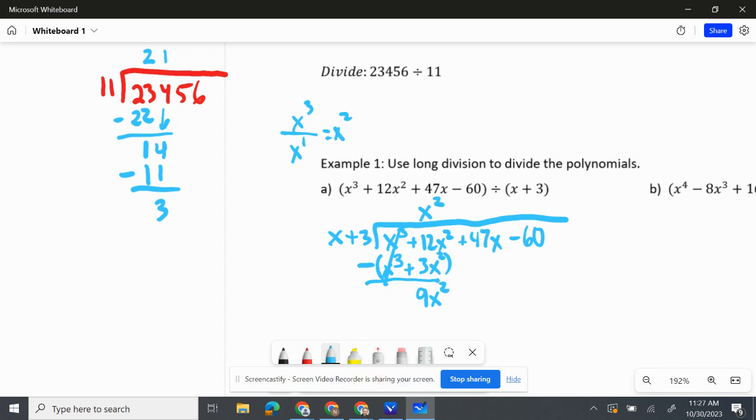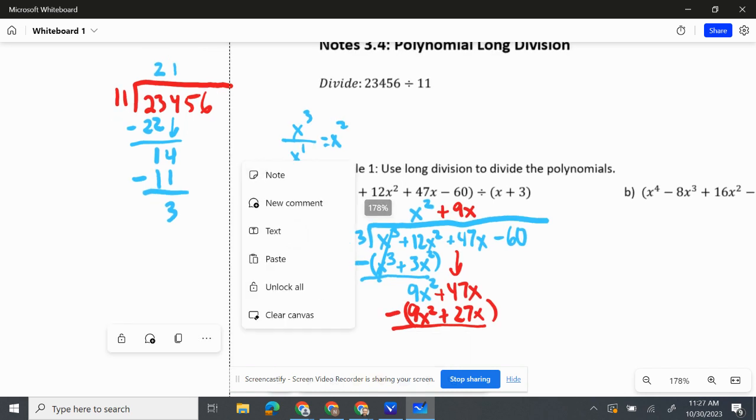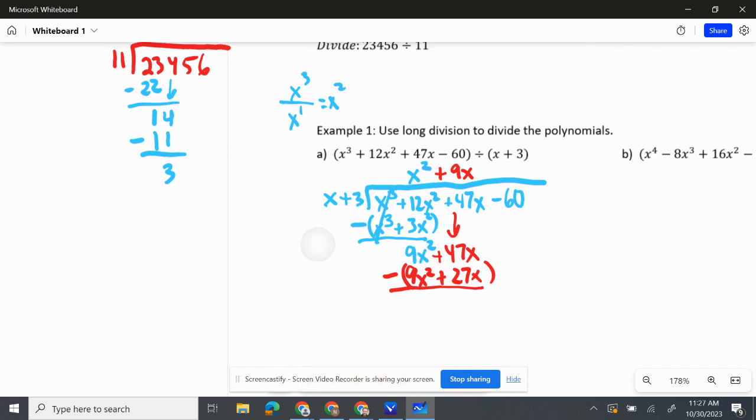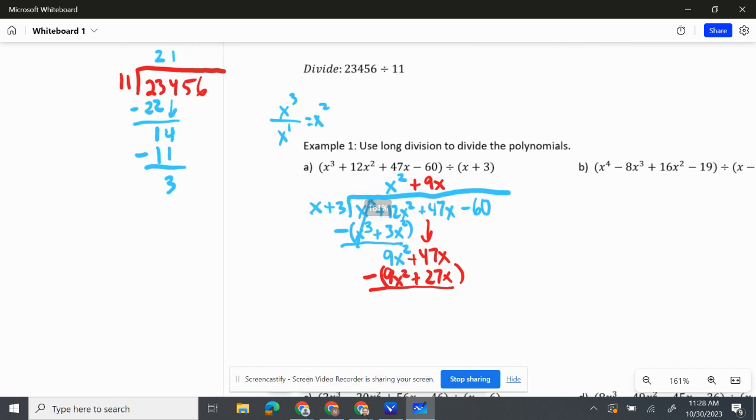So in the same way, what we're going to do is we're going to see how many times x goes into 9x squared. So I'm going to bring down the 47. x goes into 9x squared 9x times. 9x times x is 9x squared. 9x times 3 gives me 27x. Then I'm going to subtract the terms. And that gives me 20x.